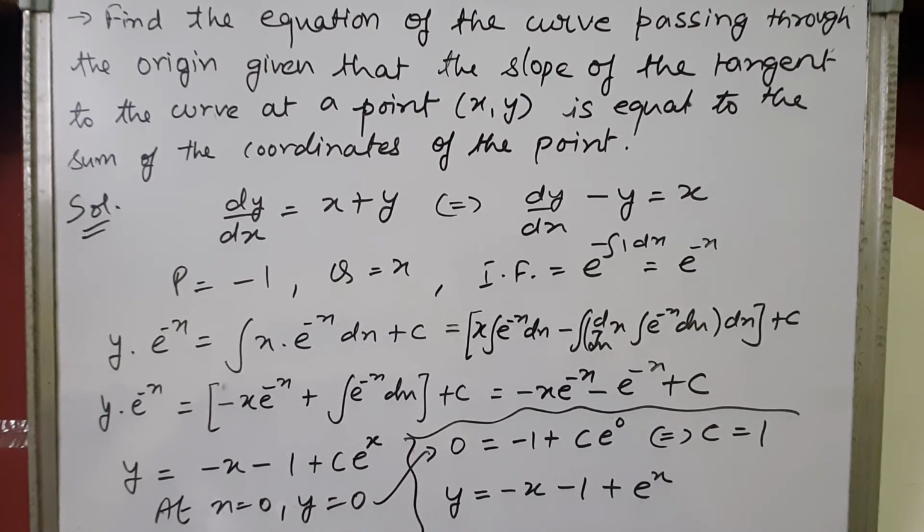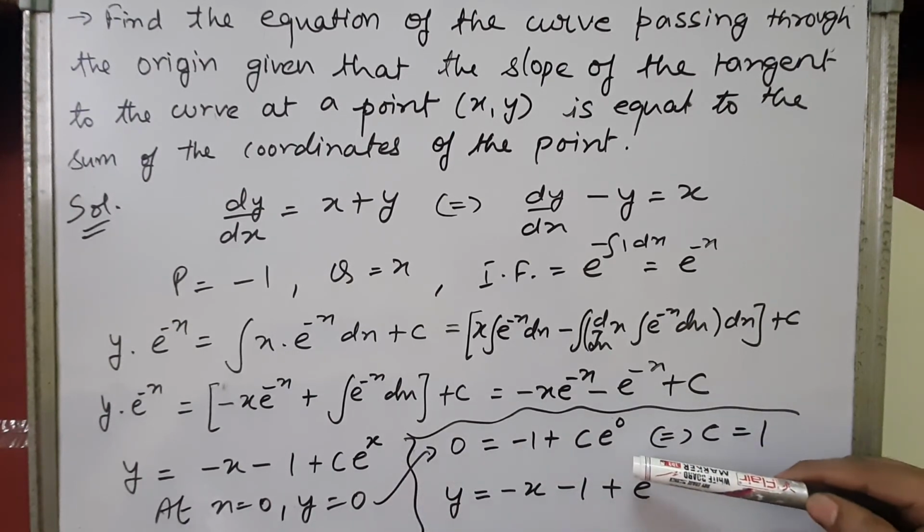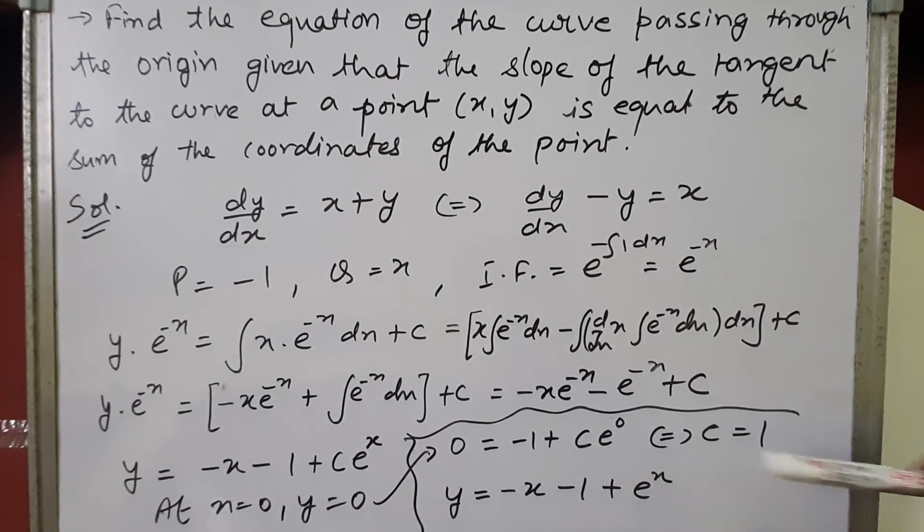Alright. And we know that the curve is passing through the origin. That means 0, 0 must satisfy the equation. That means when x equals 0, y equals 0. Let's satisfy this point in the given solution of the equation, which will be 0 equals minus 1 plus c e to the power 0. So from here we can say that the value of the constant will be 1.